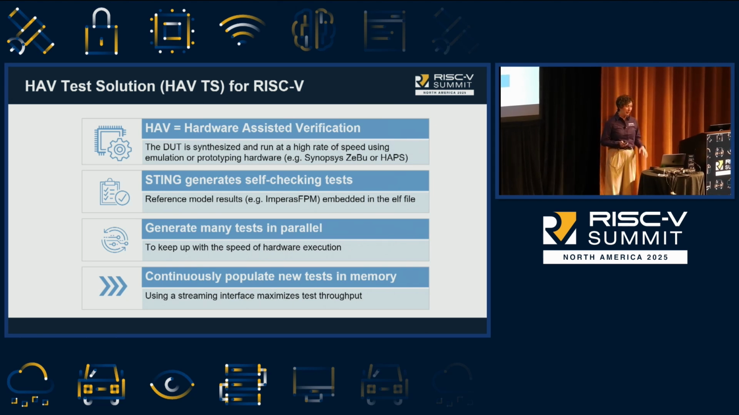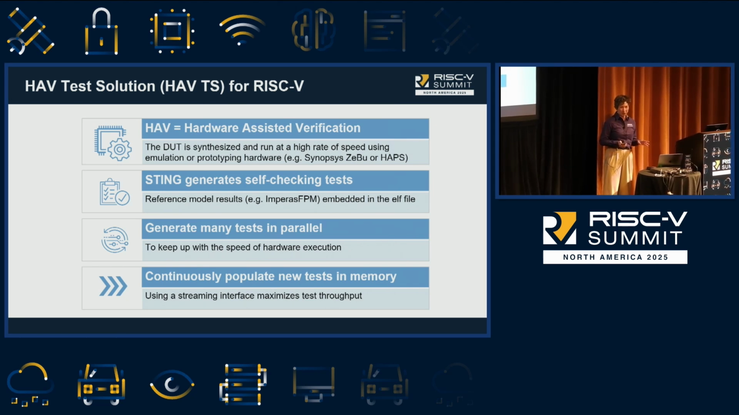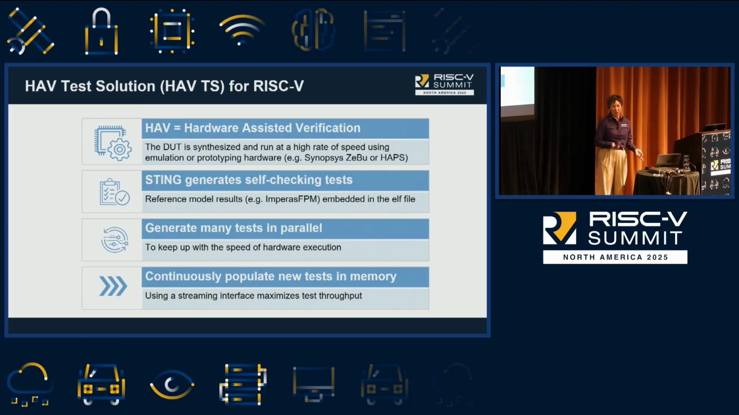So now we'll go to the actual solution that we've developed. I will give you a high-level overview before passing the presentation over to Weihua to give you more details. Okay. So our solution, HAV test solution for RISC-V, is built around hardware-assisted verification.